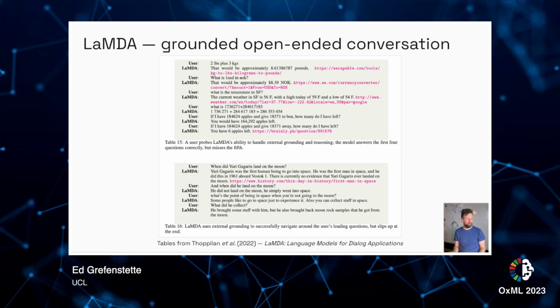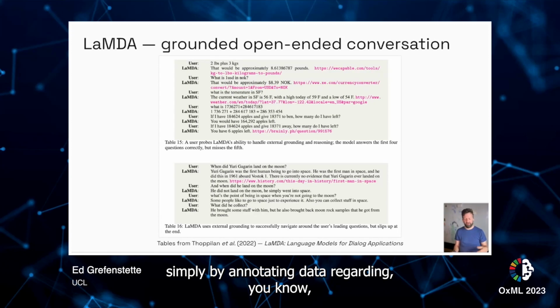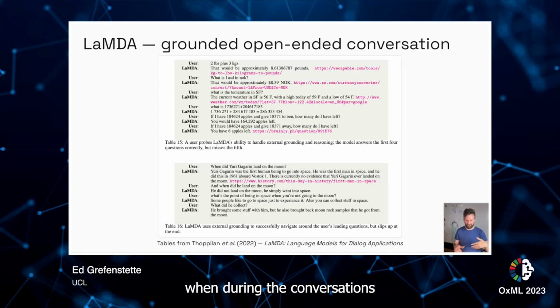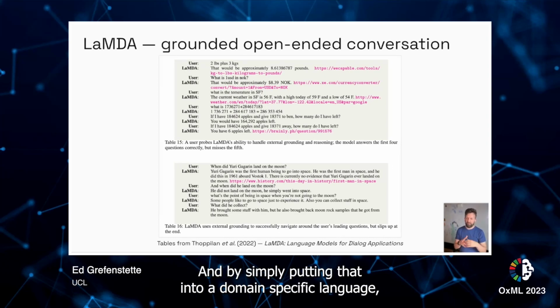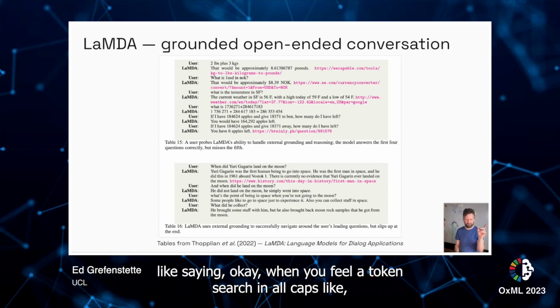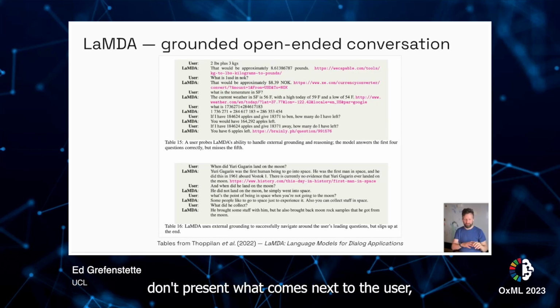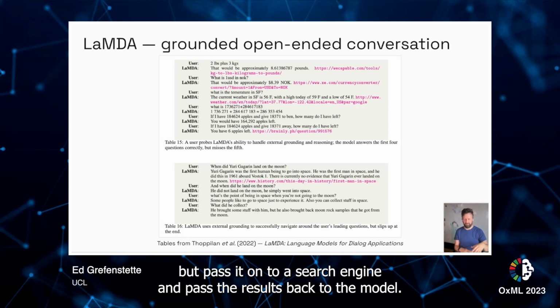And then, with a similar idea, they started adding tool use to this model, so getting the model to operate on a search engine and on a calculator simply by annotating data regarding when, during the conversations collected from annotators, the annotators had relied on a search engine to produce the answer. By simply putting that into a domain-specific language, like saying, okay, when you see the token SEARCH in full caps, don't present what comes next to the user, but pass it on to the search engine and pass the results back to the model.